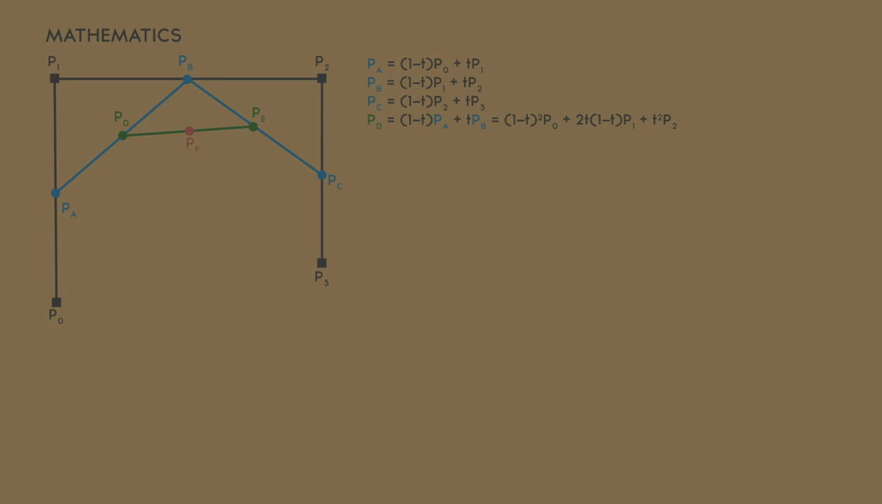We need to perform a lerp between PB, as in boy, and PC, which will give us a point PE, as in echo. And the code for that is, after working it all out, (1 - t) squared times P1. So again, that's 1 minus t in parentheses, and we square that. Plus 2t(1 - t) times P2. Plus t squared times P3.